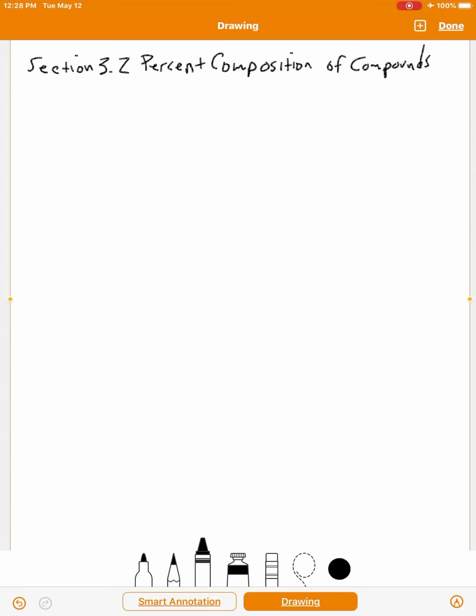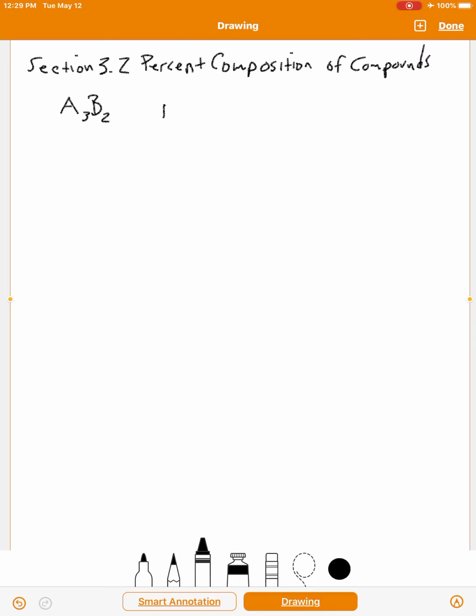Okay, this is section 3.2, percent composition of compounds. So let's remind ourselves that a compound has two or more elements in it. So let's say you have an element A, and there's 3 atoms of A in a compound for every 2 atoms of B. That would count as a compound.